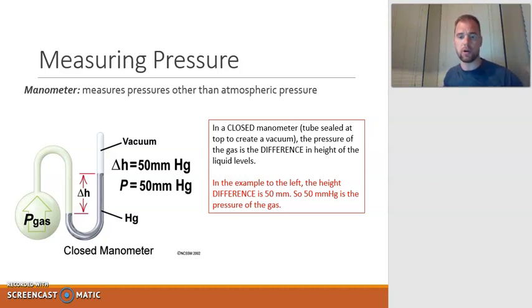In a closed manometer, the tube here is sealed, so it's closed. So there's a vacuum right here, so there's no air here. So the pressure of the gas inside the bulb here is simply just going to be the difference in height. And so these tubes would actually be marked with measurements. And whatever those markings were, whatever that difference in height was, that would be your pressure. And so if the height difference was 50 millimeters of mercury, then that was actually the pressure of gas in there. So closed manometers are very straightforward.